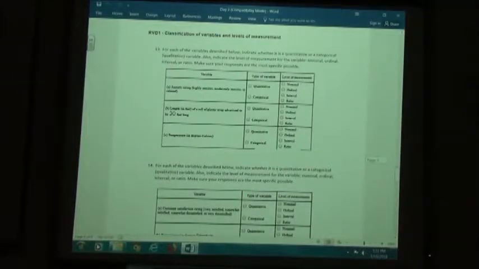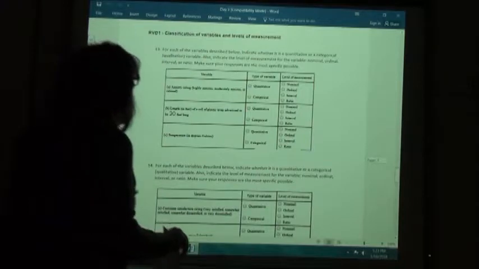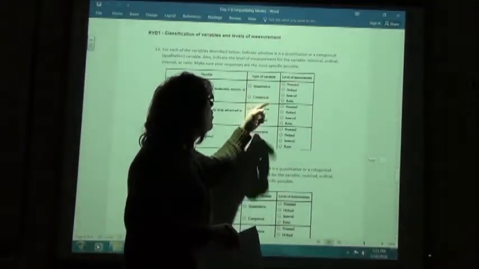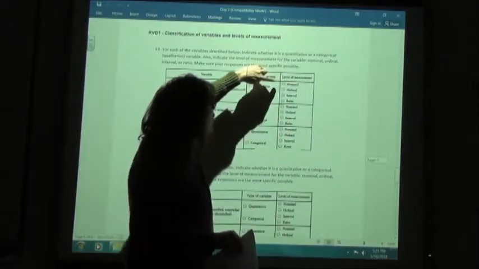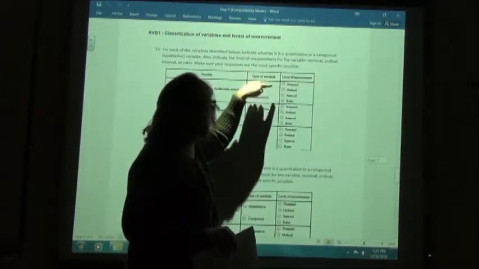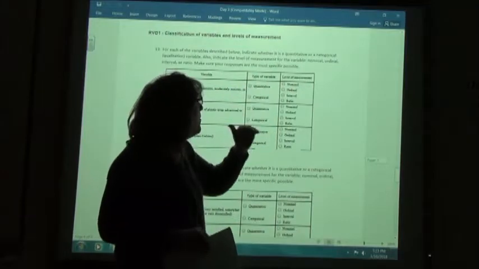13, 14, and 15, we're classifying variables. They use a little bit different terms than they used in the textbook. Quantitative is our number, but instead of qualitative, they're using categorical. So categorical is the same thing as qualitative. Keep in mind, for qualitative or categorical, you have nominal and ordinal. Nominal means there's no order. Ordinal means you can put them in order like good, better, best.